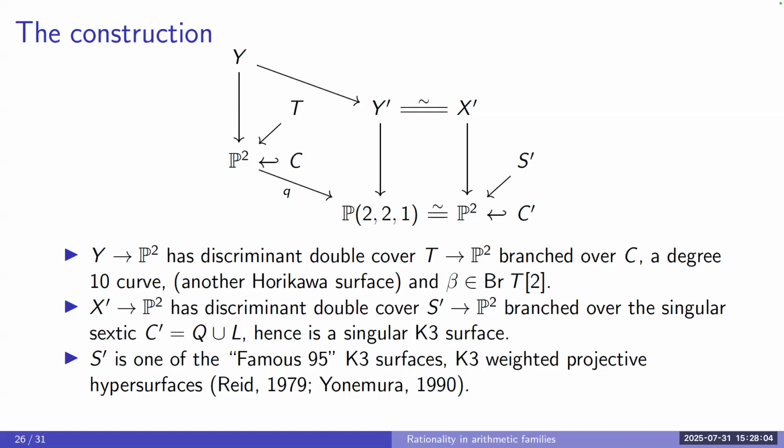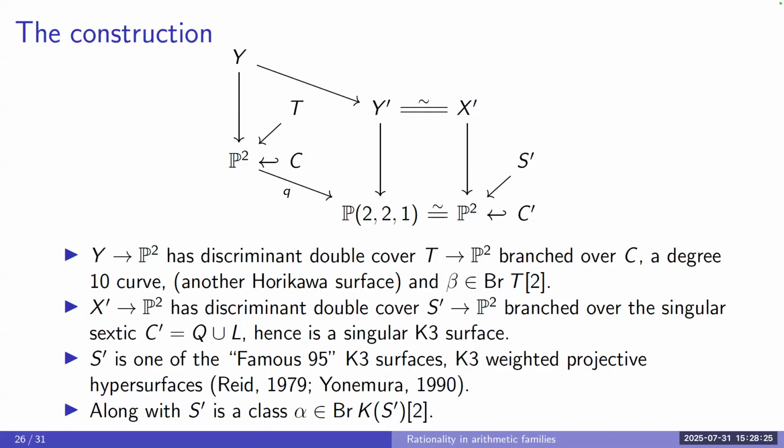So actually, there's a lot of really interesting families in this list of 95, and you could try to do this construction for one of these other families. There's a lot of other of these singular K3 surfaces that are double covers of some weighted projective space like this, and you could try to construct such a picture in that way.